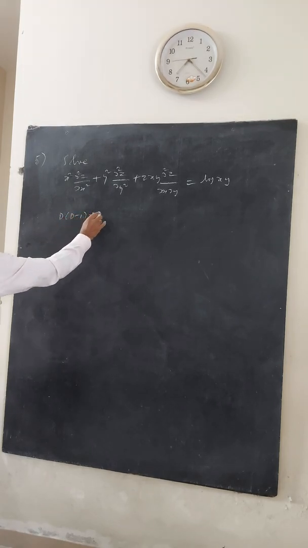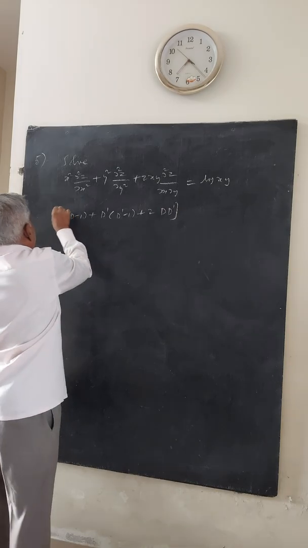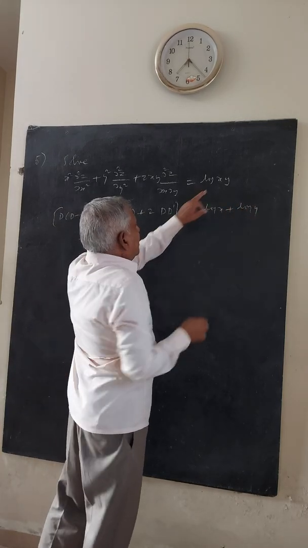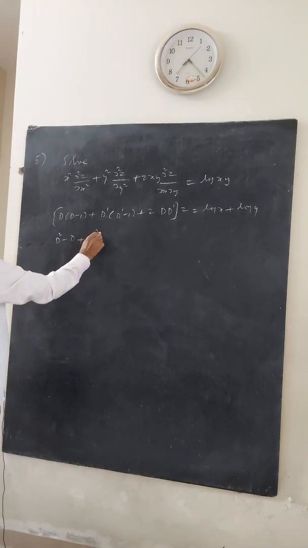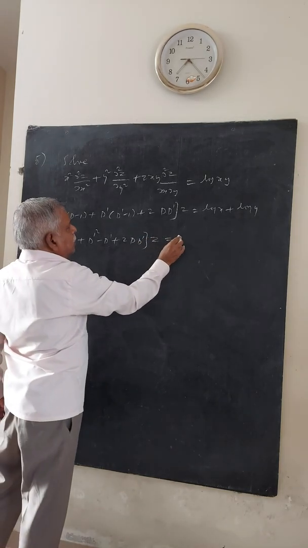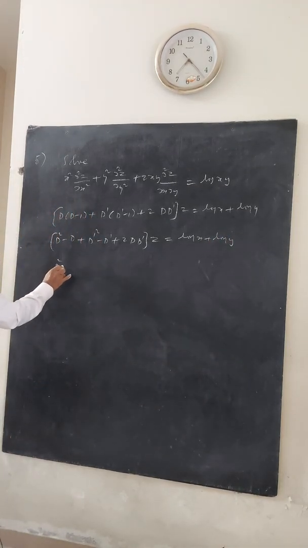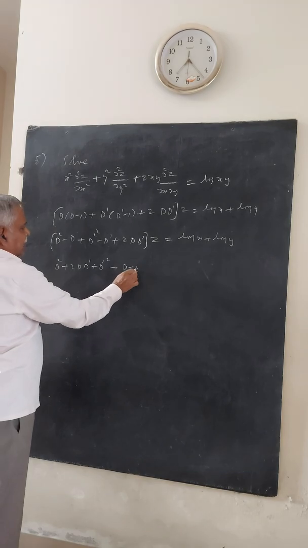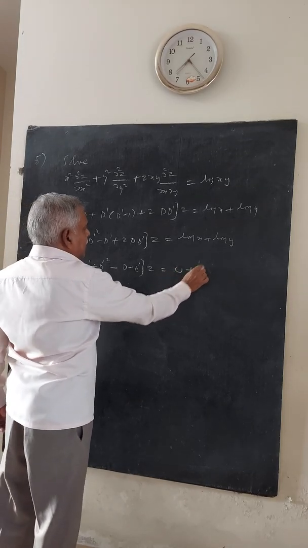D into D minus 1, D dash into D dash minus 1, 2D dash of z equal to log x plus log y. Product is separated into addition in the log formula. D square minus D plus D dash square minus D dash plus 2D dash of z equal to log x plus log y. D square plus 2DD dash plus D dash square minus D minus D dash of z equal to u plus v.